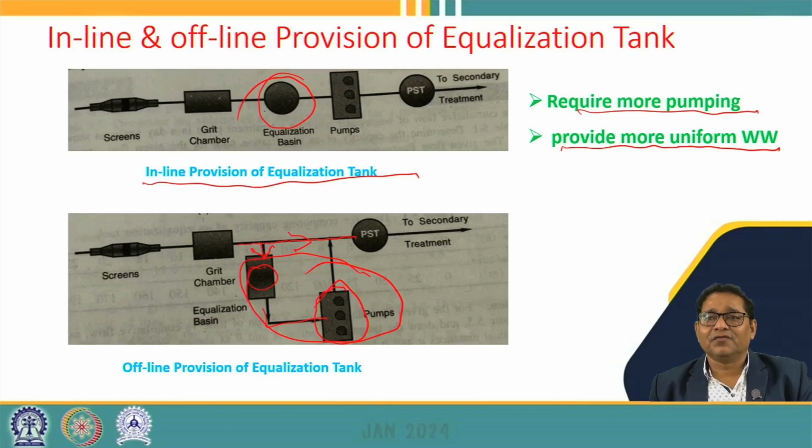So in this case, only a limited amount of wastewater comes to the tank, so its size is reduced compared to the inline arrangement, and the requirement of pumping is also greatly reduced. So this becomes a little more economical compared to the inline arrangement, but it does not provide as uniform mixing of the wastewater. Thus, the equalized concentration is a little higher in this case compared to the inline arrangement.